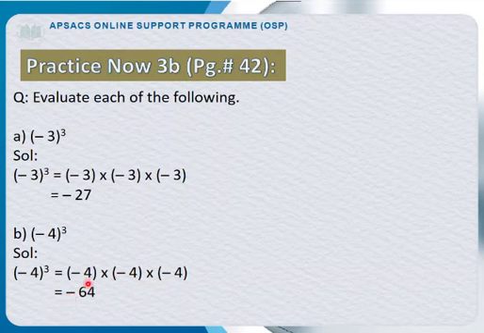Now it's time for the number. 4 4s are 16, 16 4s are 64. So minus 64 is our final answer.